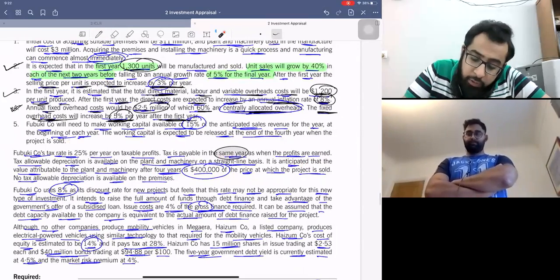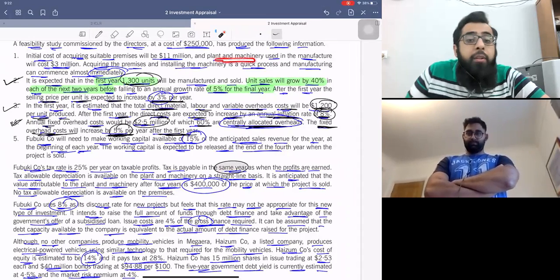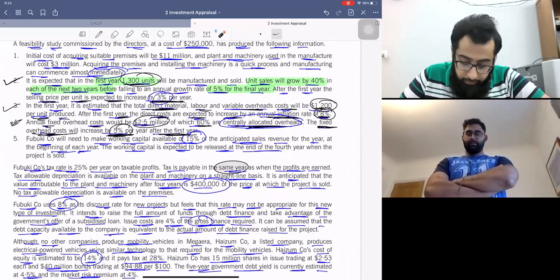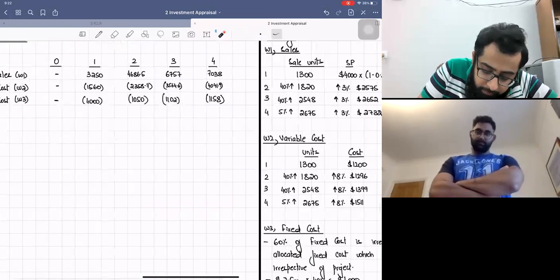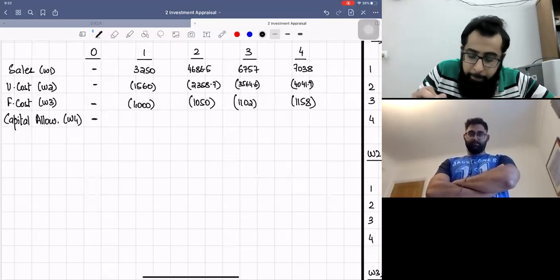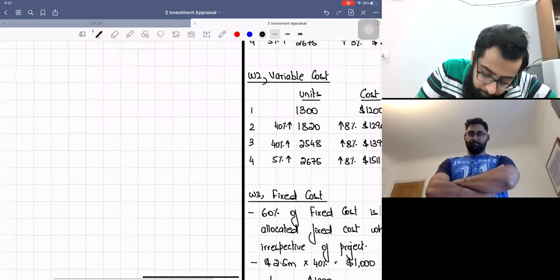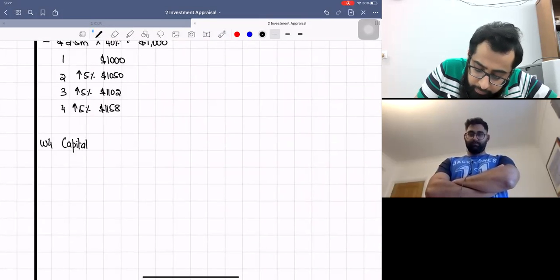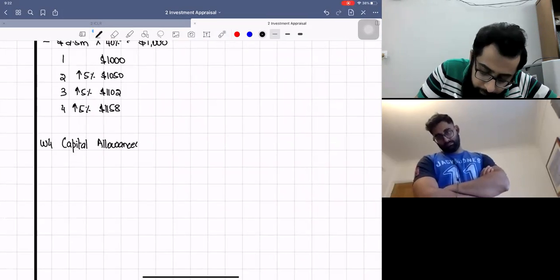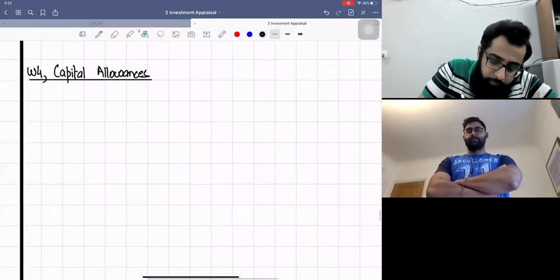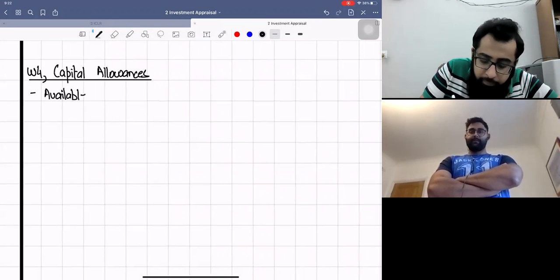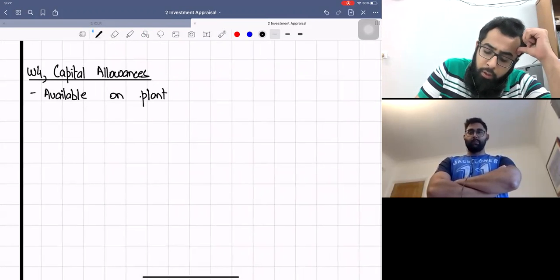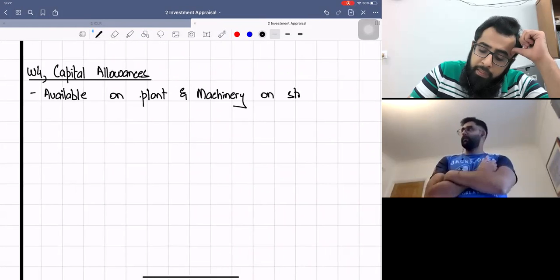Now, what is the value of the plant and machinery? The value of the plant and machinery will be $3 million, on which we will get capital allowance. So let's record the capital allowances, working 4. Capital allowances on a straight line basis on plant and machinery, available as per the question.